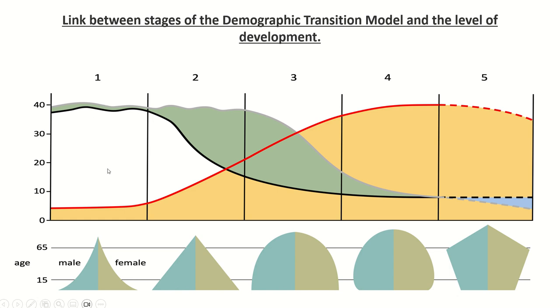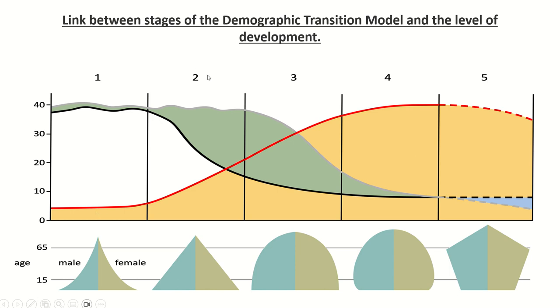Now, in stage 1, and I'm thinking like indigenous tribes in Brazil here, the death rate is really, really high because we don't have access to modern medicine. We don't necessarily have vaccinations, anything like that. But also the birth rate's really, really high as well. Therefore, the population remains low.